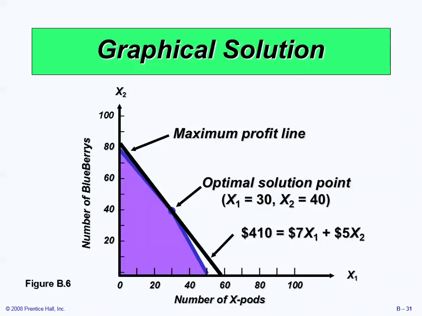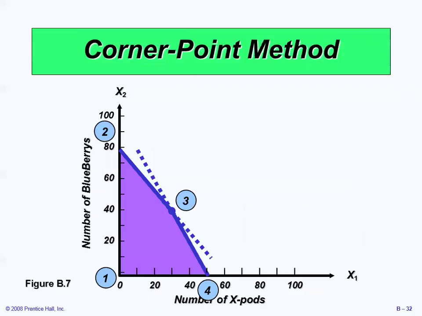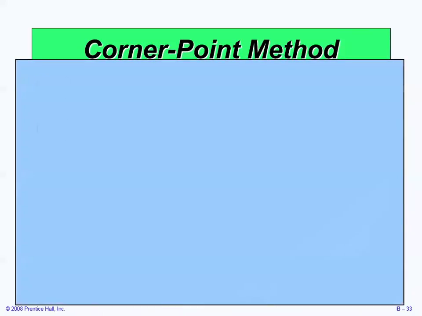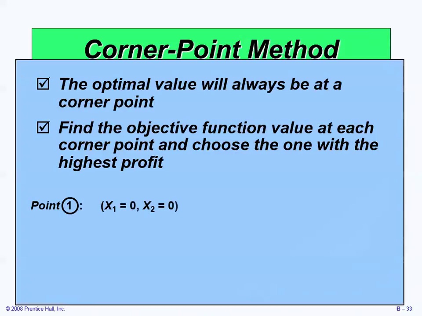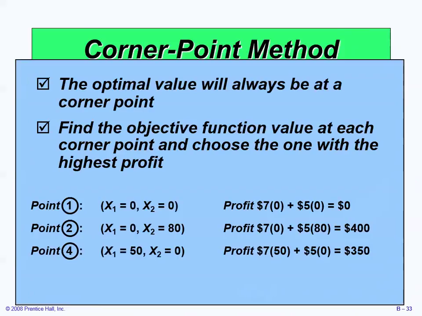So, rather than doing this method, a simpler method is to identify each of the corner points, evaluate the objective function at each point, and see which one gives the maximum. In this case, we want the maximum. In the case of a minimum, find the one that gives the minimum. Very, very simple method. So, the optimal value will always be at a corner point. Find the objective function value at each of the corner points and choose the one with the highest profit.